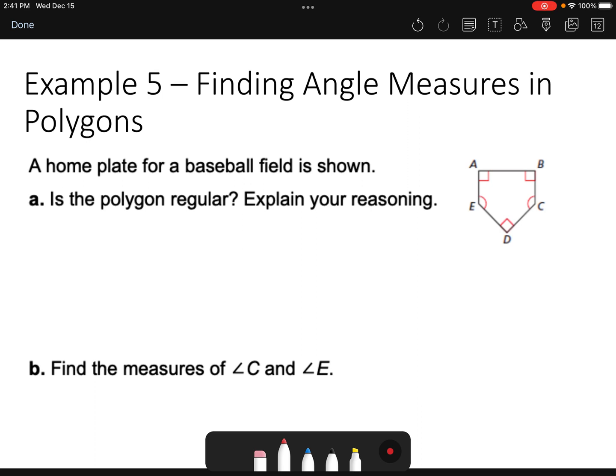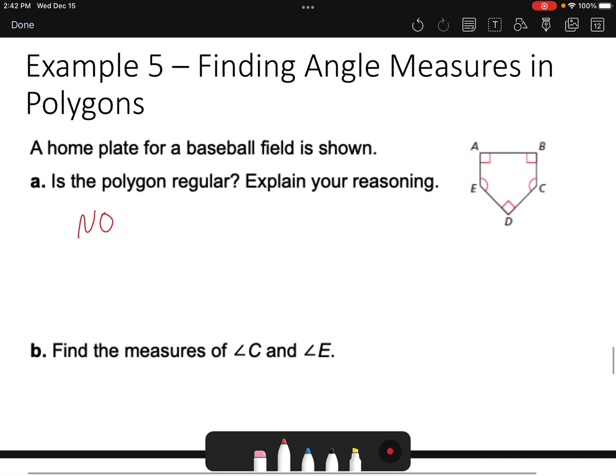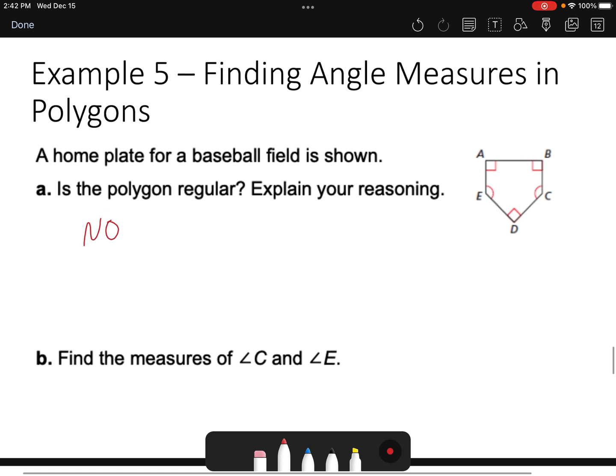So here's a home plate, okay? Is that polygon regular? Hopefully you're saying no, because as you can see, we have 3 right angles, but angle E and angle C are not right angles. So this is a no, because not all the angles are equal. And it doesn't look like the sides are either, obviously. Now we're supposed to find the measures of angles C and E. Well, how are we going to do that?